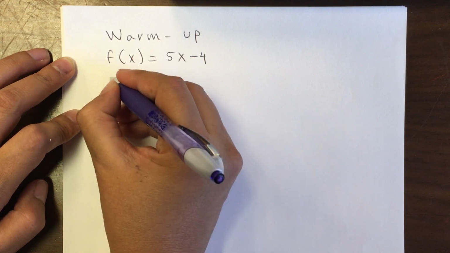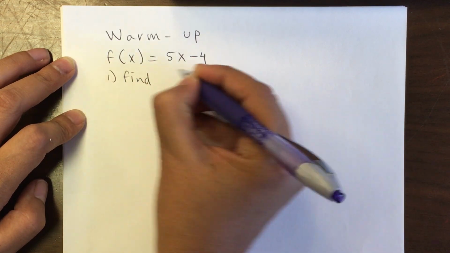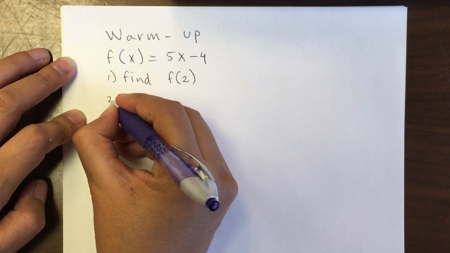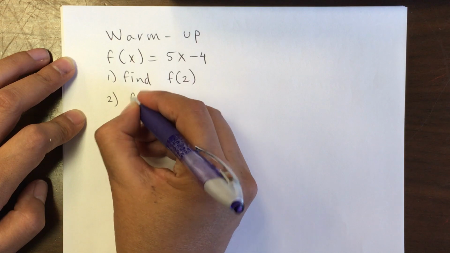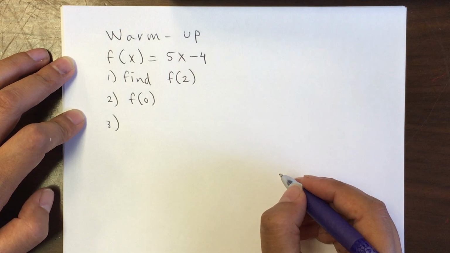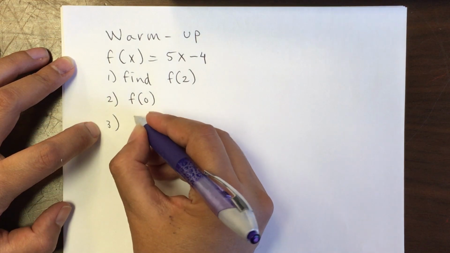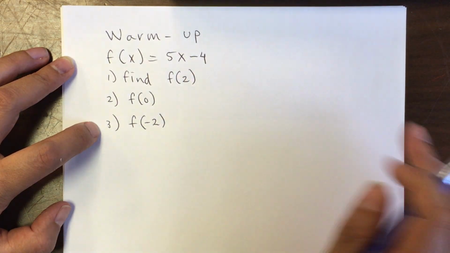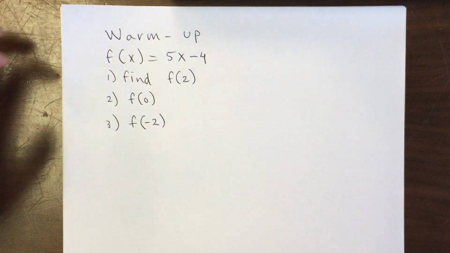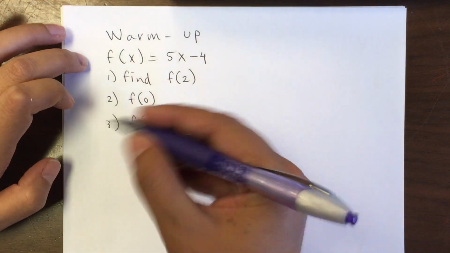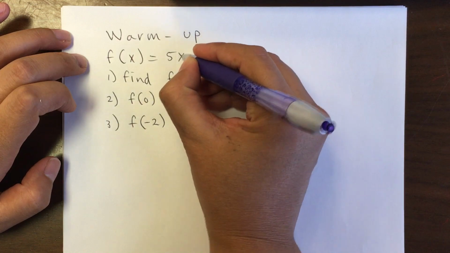And so I would like for you to find f of 2. Also, if you can find f of 0 and f of -2. And also I would like for you to explain what those mean. Okay? Okay, so hopefully you paused it and you are ready to check.